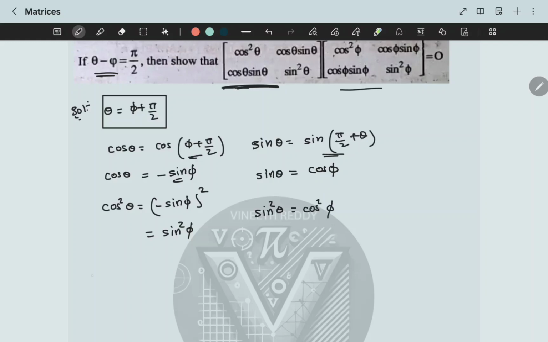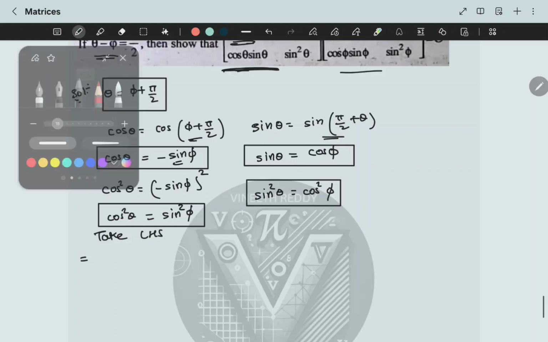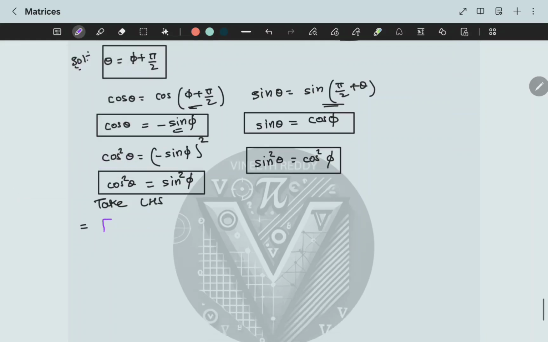సో ఇది అర్థమైతే ఫస్ట్ మ్యాట్రిక్స్ డైరెక్ట్గా మనం ఏమేమి రాయొచ్చు అంటే, cos square theta టేక్ LHS. ఇది cos square theta వాల్యూ, ఇది sin square theta వాల్యూ, ఇది cos theta వాల్యూ అండ్ ఇది sin theta వాల్యూ. సో ఇక్కడ cos square theta ఉంది కదా, అక్కడ ఏం రాయొచ్చు? sin square 5 రాయొచ్చు. మనం కలర్ చేంజ్ చేద్దాం. సో వీ కెన్ రైట్ దేర్ sin square 5.